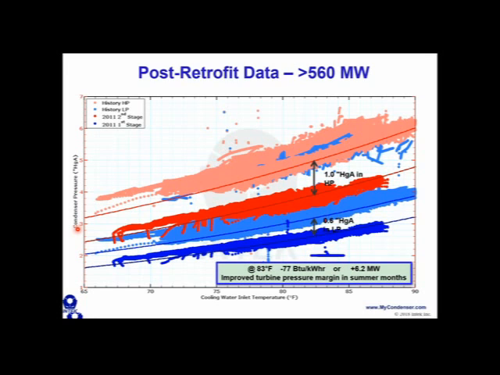So the benefits summed out to be about almost an 80 BTU per kilowatt hour reduction, permanent reduction in heat rate at 83 degrees, or an extra 6 megawatts, depending on how they operate in the summer, an extra 6 megawatts. So on a 600 megawatt unit.